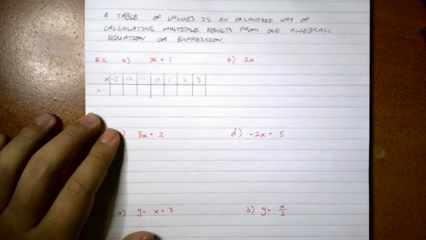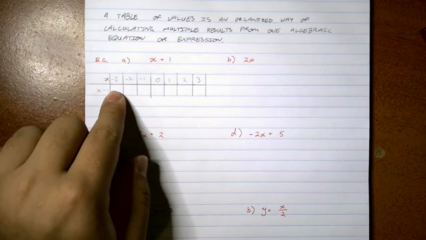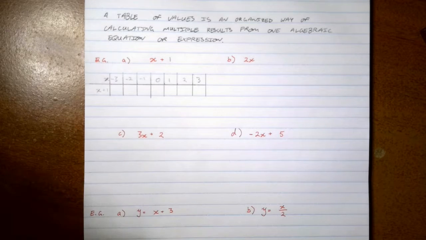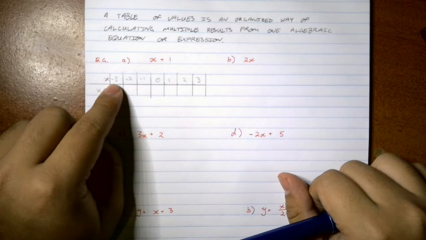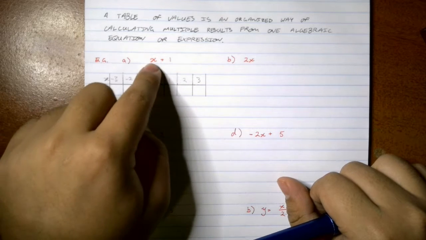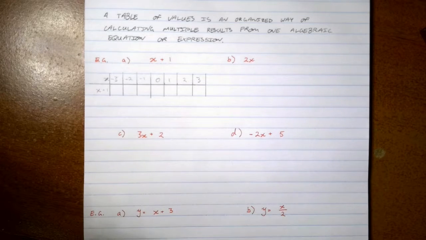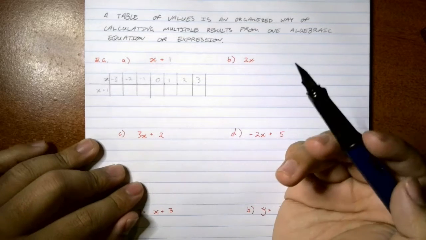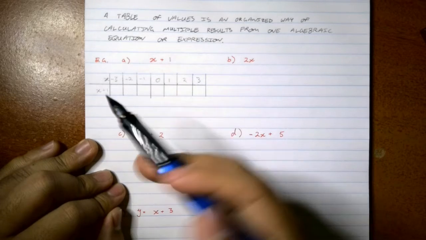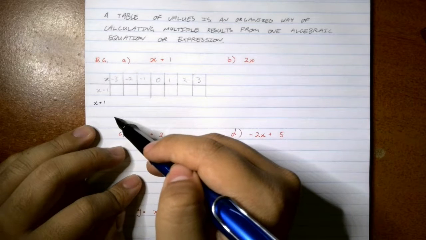Now, all this means is that the numbers that belong here in the bottom row are the values of what happens when we substitute this number into this expression. So I'll do the first few to begin with. So if we take, for example, we'll go again with x plus 1.